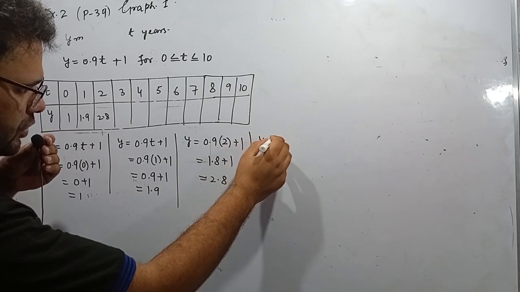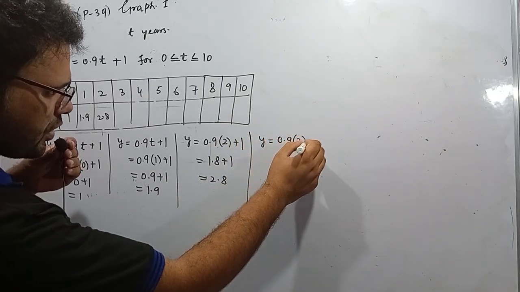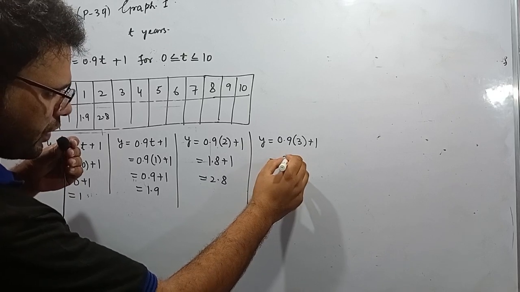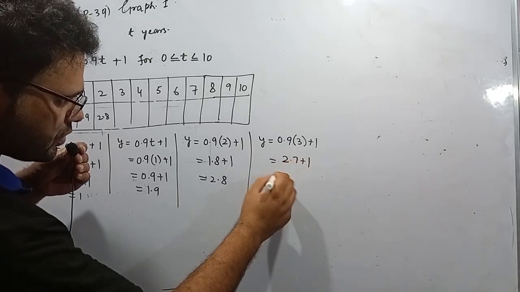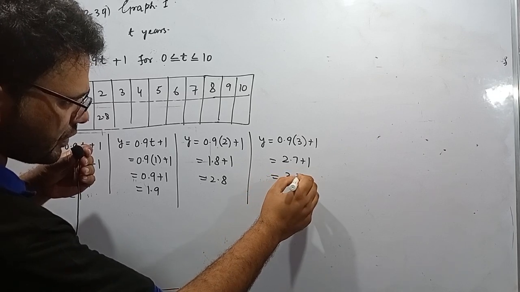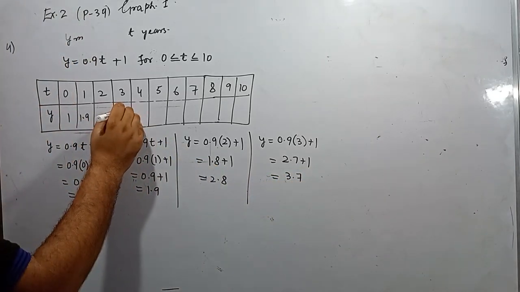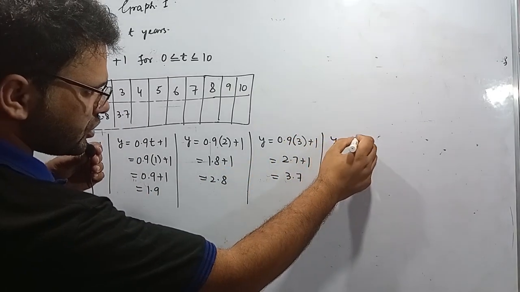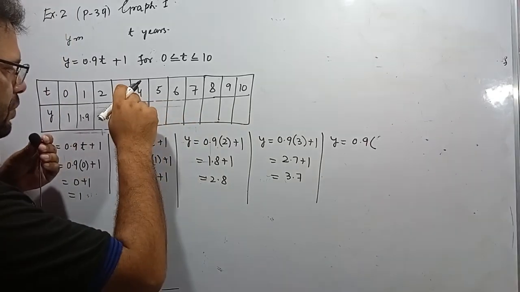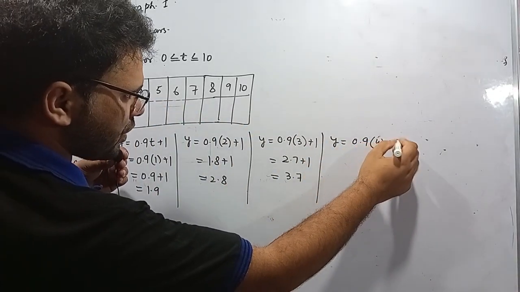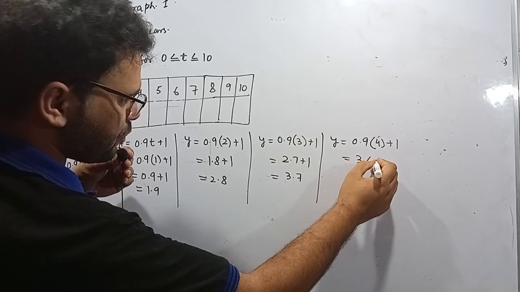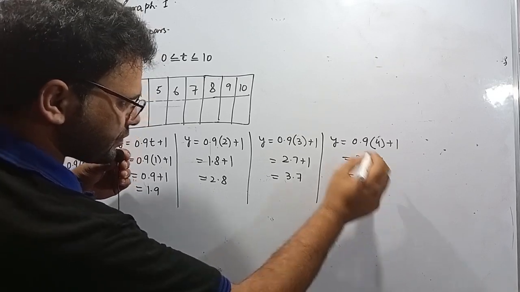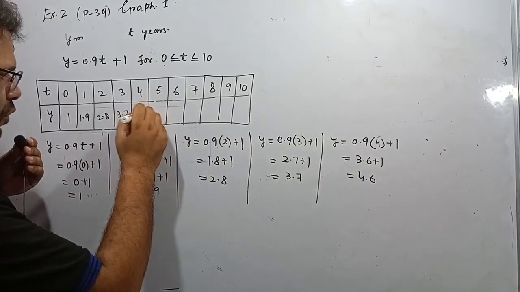Now again y is equal to 0.9 into 3 plus 1. 3 nines are 27. 2.7 plus 1, so it is 3.7. So I will write here 3.7. Now again y equals 0.9 into, now I will place this 4 plus 1, 4 nines are 36, 3.6 plus 1, it is 4.6. So here I will write 4.6.